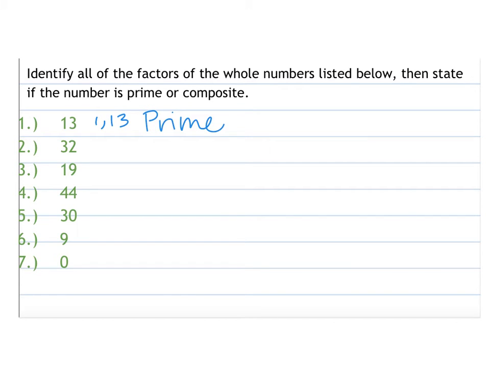Okay, the next one, 32. So if we list them out, I know 1 and 32. 2 times 16 is 32. This is where a multiplication chart would be really helpful if you're stuck on this kind of stuff. I don't think 3. I know 4 and 8. And I think that would be it. So because it has more than 2 factors, this one would be composite.